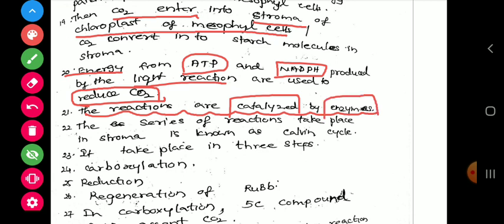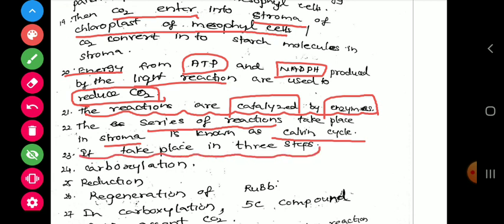The series of reactions that take place in the stroma is known as the Calvin cycle. It takes place in 3 steps. What are the 3 steps? Carboxylation, number 1.